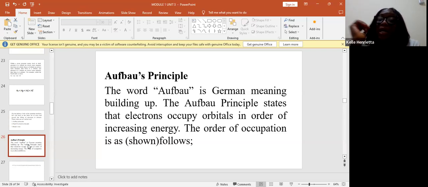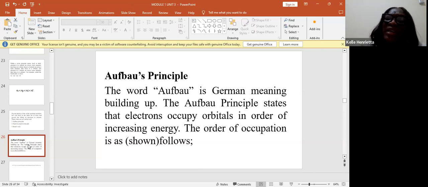So we have said, I've already told you, the least is S followed by P. P is greater than S. Then D, that is following P, is greater than P. Then after the D you have the F. F is greater than the D. So I said, if we have it in descending order, we are going to have F greater than D, D greater than P, and P greater than S. So it means S orbital is the least in energy.